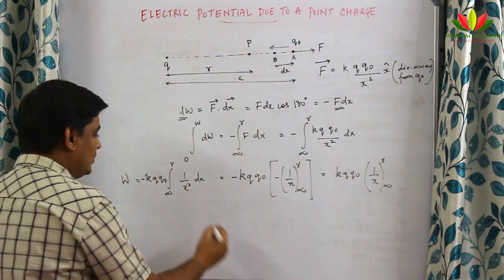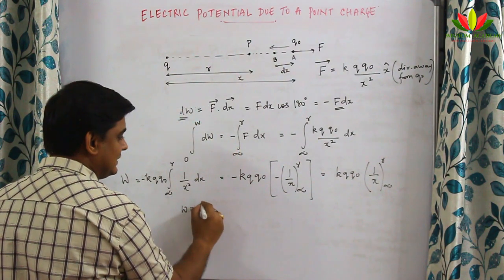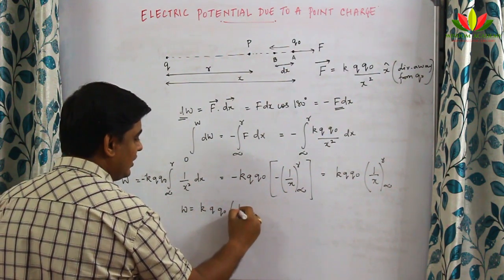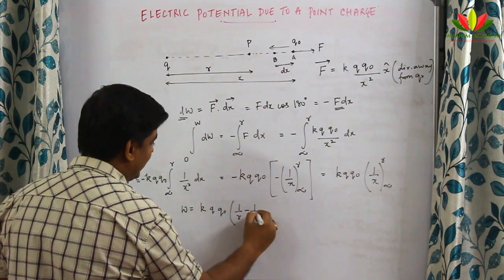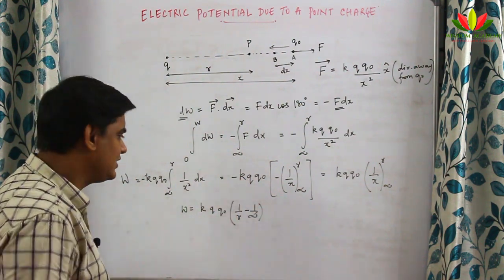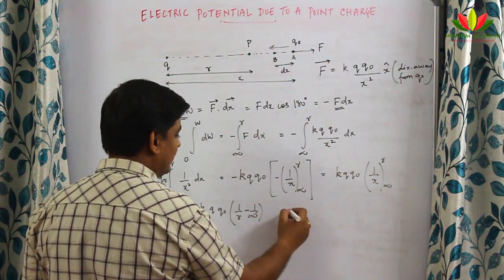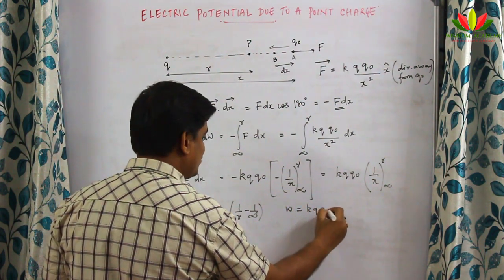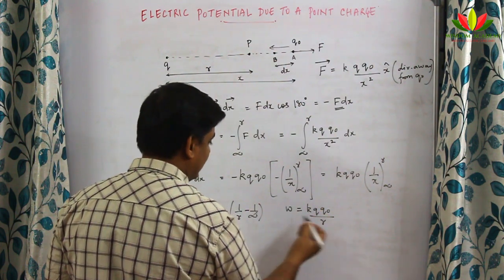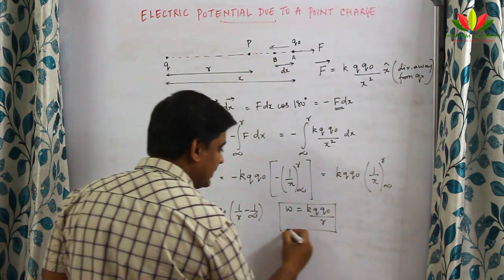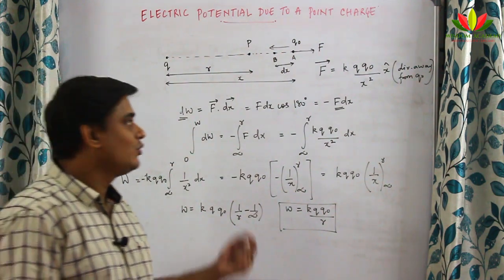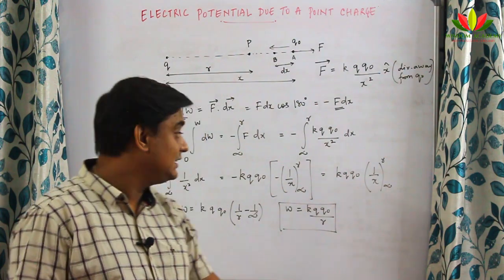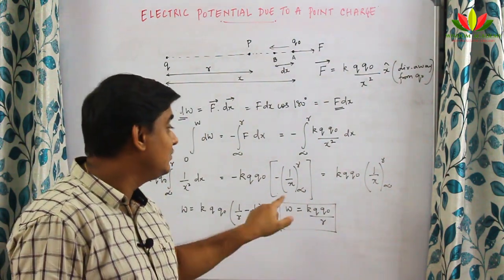Okay, so now I'll get the work done as k q q naught. First I'll put the upper limit, 1 by r minus 1 by infinity, and we know that 1 by infinity is 0, so I get work done is equal to k q q naught by r. This is the work done in moving the charge from infinity to this point. This is not electric potential, this is the work done.